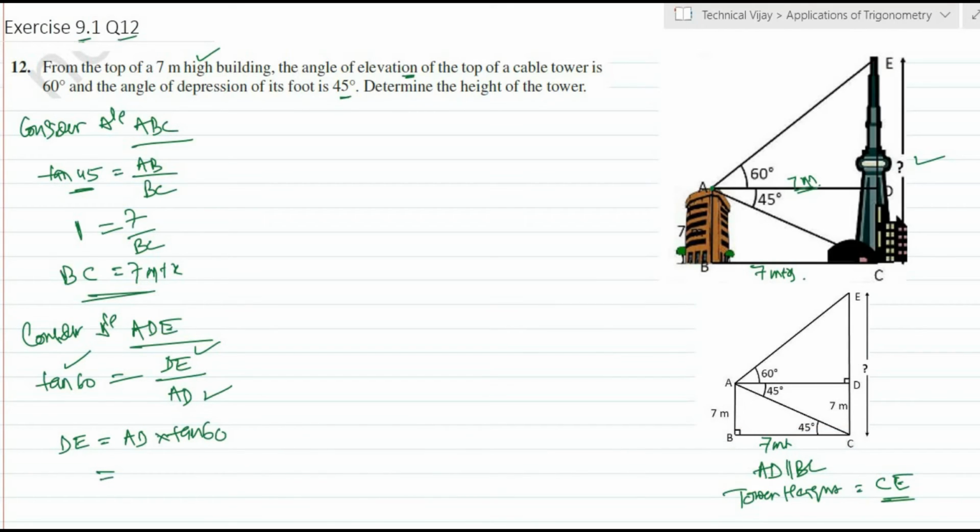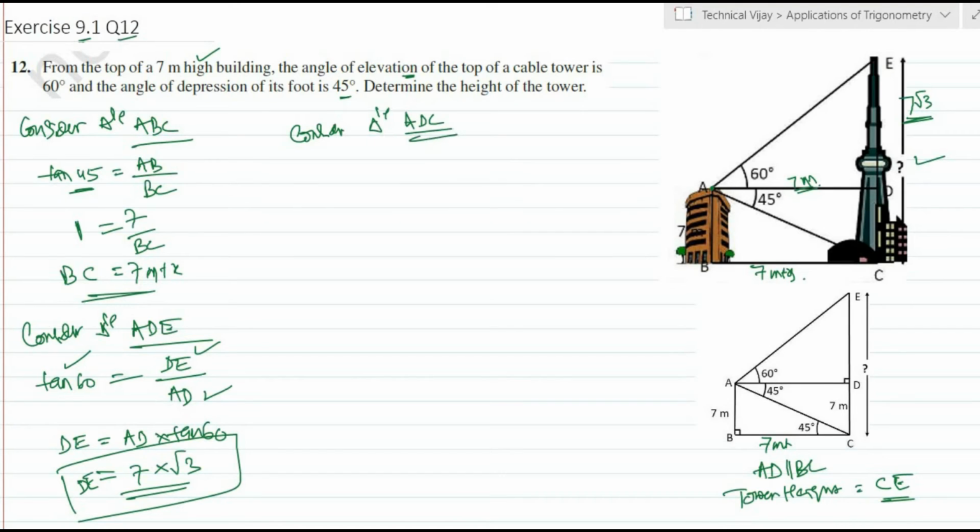AD distance is 7 meters, into tan 60, which is root 3. So DE is equal to 7 root 3. This is one value. Now we have to calculate this DC. So consider triangle ADC. Here tan 45 is equal to opposite divided by adjacent, that is CD divided by AD.